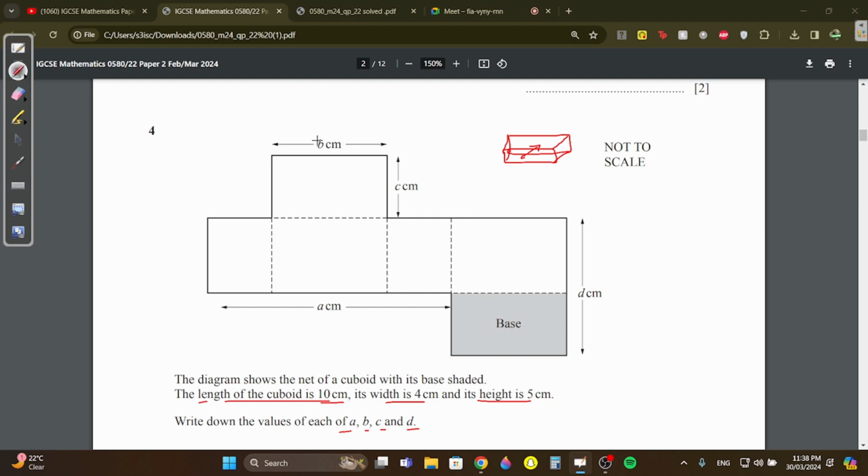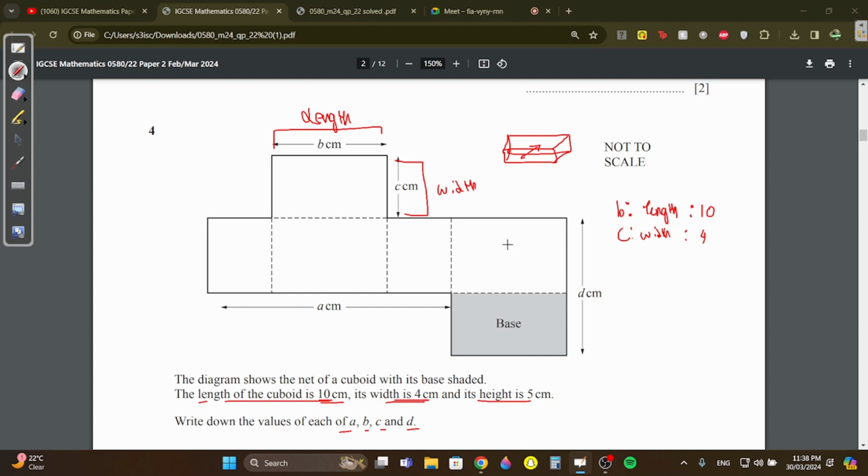So obviously this B here would be the length, and this over here would also be the width. You can write this down on the side. B is my length and C is my width. And what did they say the length was? They said it was 10. So B is 10. And C, we said is the width, which they said is 4.